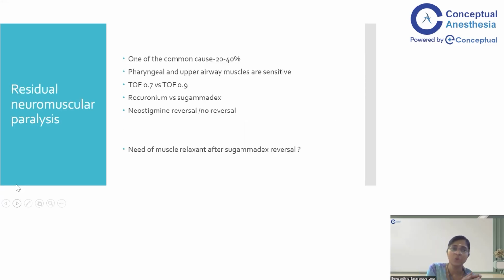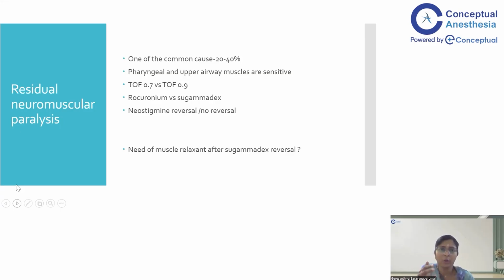And residual neuromuscular paralysis is one of the notorious causes of post-extubation respiratory distress. It can range up to 20 to 40%. So the TOF which was advocated before was 0.7, as opposed to now, when it is advocated that 0.9 or more is necessary for you to extubate. Though the patient may cough and generate an adequate tidal volume at a TOF around 0.7, now it is advocated that 0.9 is important because pharyngeal muscles and upper airway muscles are so sensitive to neuromuscular blockade.